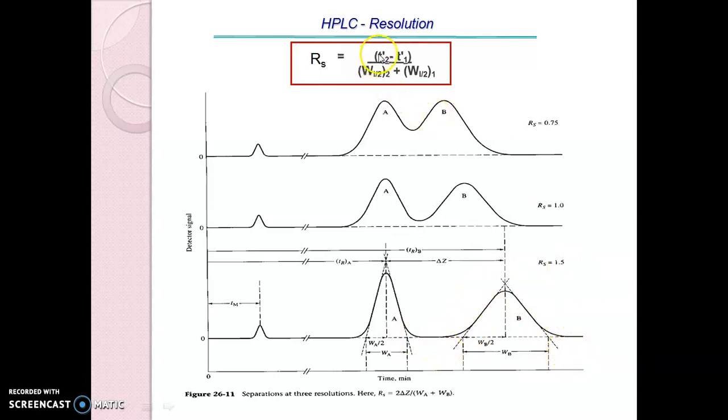According to this formula, T2 minus T1, the retention time of the second peak minus the retention time of the first peak, which is del Z, is divided by WA divided by 2, which is half the width of peak A, plus the half width of peak B. So according to this formula we calculate the resolution value.